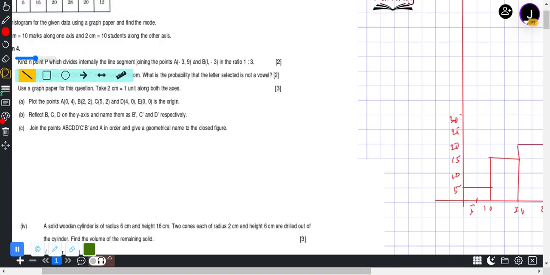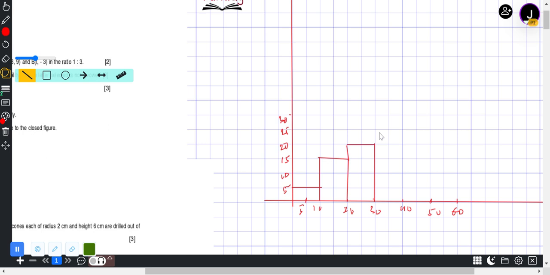Next, 30 to 40 is 28. So 30 to 40 is 28. It is somewhere close to 30, but not exactly 30. So we'll take it like this.